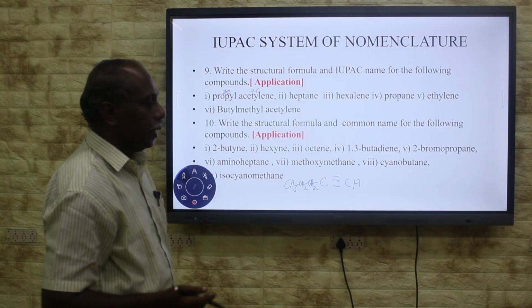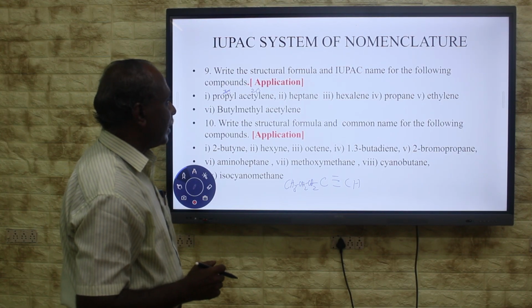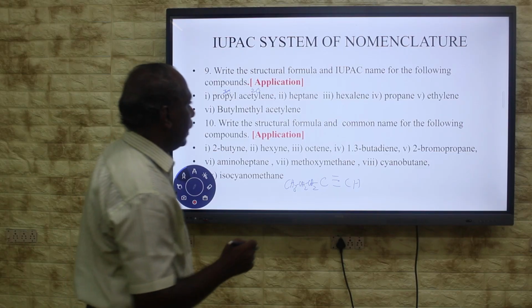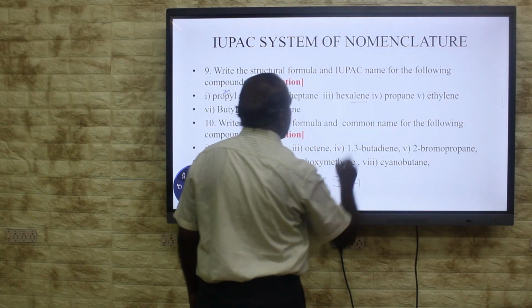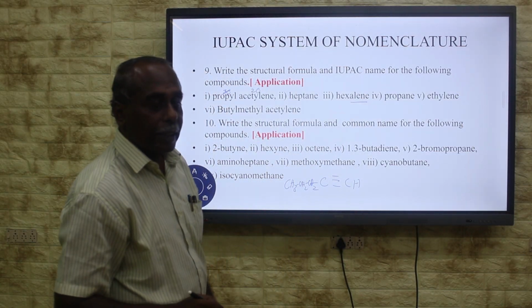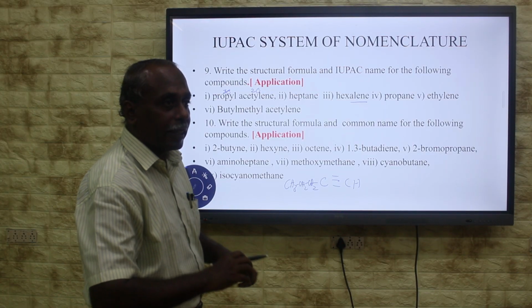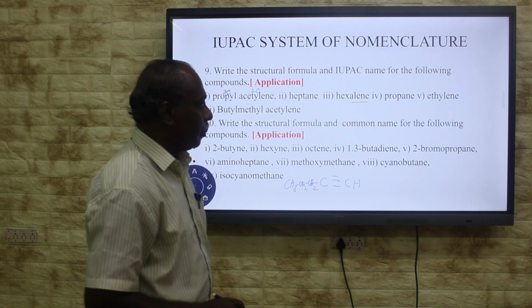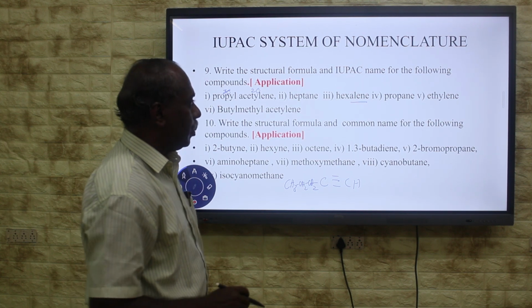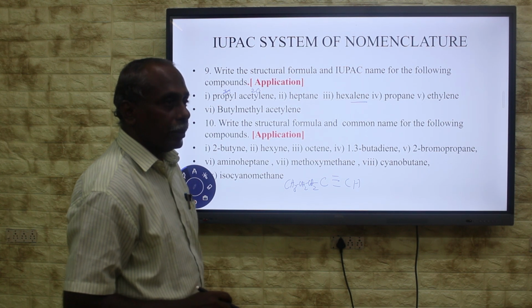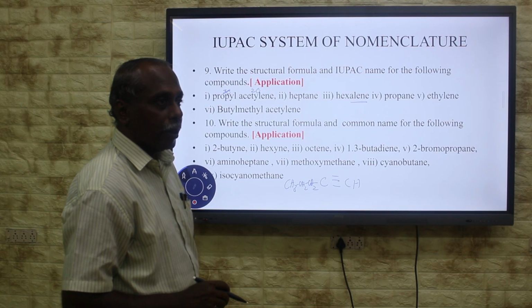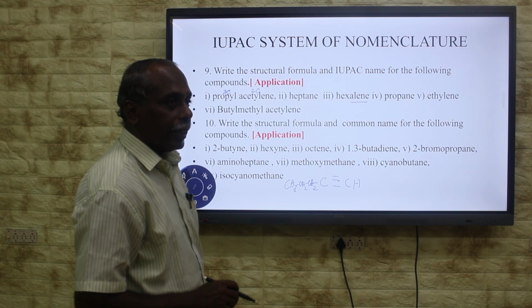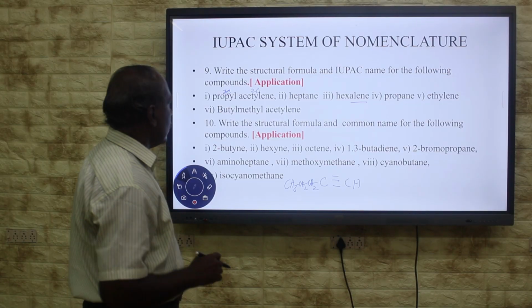Heptane, the IUPAC name is also the same. Then hexylene, the alkene will be there. Here hexene is the IUPAC name of this compound: 6 carbon, 1 double bond. And propane, both are the same. The common name as well as the IUPAC name is the same. Ethylene, here the double bond. Ethene is the IUPAC name of this compound.